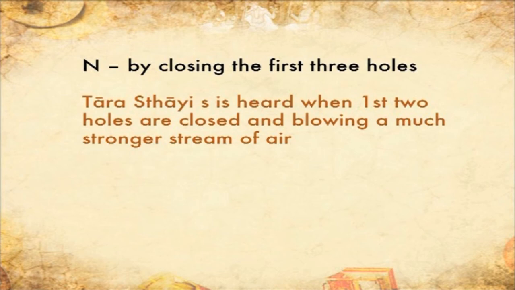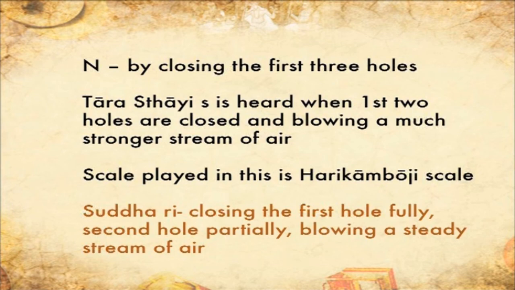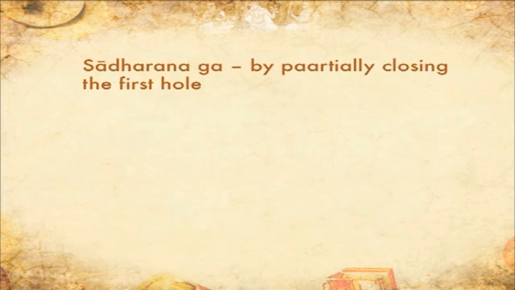Tarasthayi Sa is heard when the first two holes are closed and a much stronger and steady stream of air is blown into the orifice. The scale played in this way is Harikamboji scale. The other five notes: Shuddha Rishabham is produced by closing the first hole fully and the second hole partially and blowing a steady current of air across the mouth hole. Sadharana Gandharam is played by partially closing the first hole.